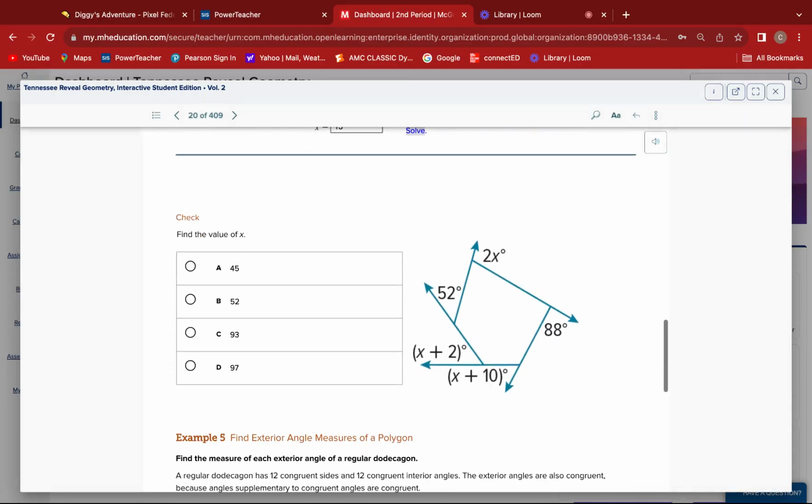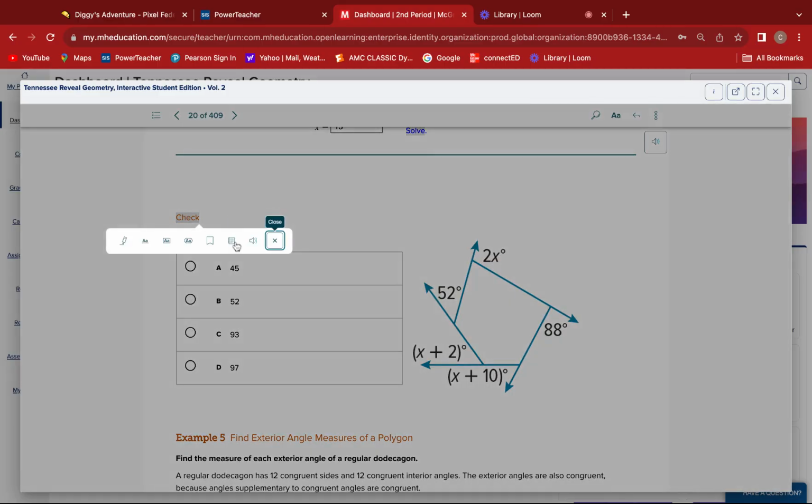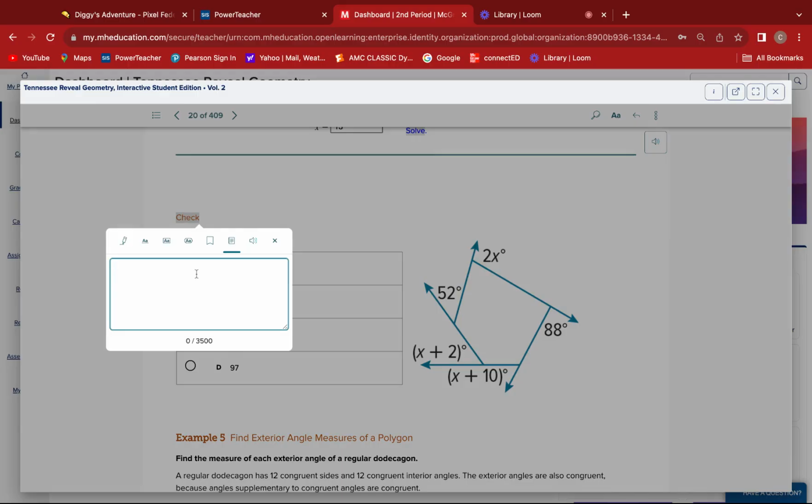All right. I was hoping I wouldn't have to cover this up, but it looks like I'm going to have to. All right, so I'm going to add up all of these. I'm going to start with the 2x. So 2x plus 88 plus x plus 10 plus x plus 2. And the last one plus 52. And that equals 360 because they're outside angles.